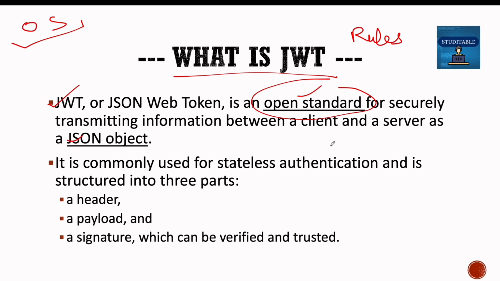And what is a JSON object? It is nothing but the implementation, that is using the curly braces that JSON uses, and in between we write the information, whatever we have, the information of the client, that is his ID, the name, or the expiration date of the token and other things, and that is passed from the client to the server, and the server authenticates it. So it is commonly used for stateless authentication.